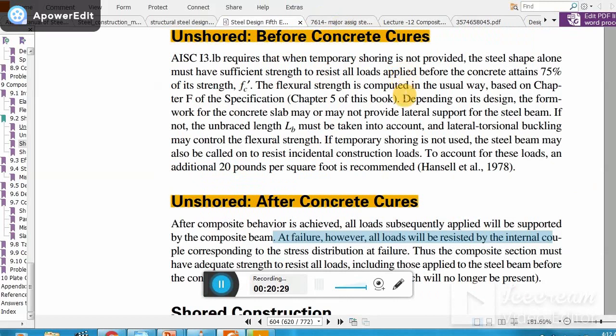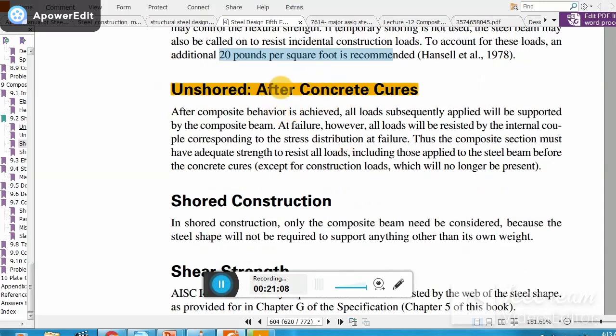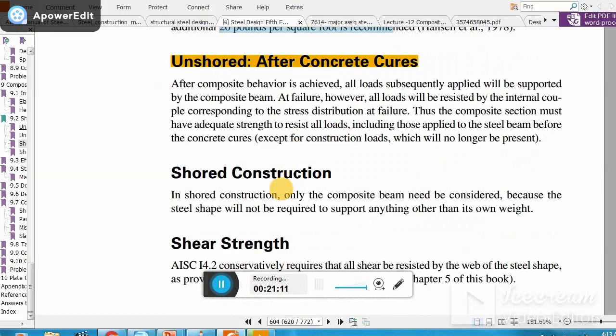In unshored construction, before the concrete cover, means before 28 days, there will be no live load. In the analysis you don't care about your live load. You have to consider the dead load or the self weight of the girder, the dead load of the slab, and the construction loading. Clear? But after the concrete covers, you don't consider your construction machinery weight, that is 20 psf. We ignore that load. But we have to consider the dead load of the beam, the dead load of the slab, and the live load of the building. So that's basically the key difference between these two.